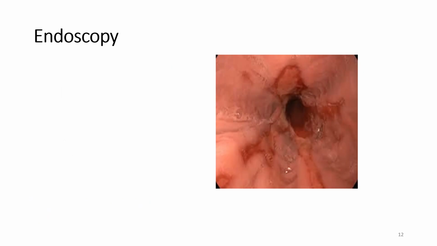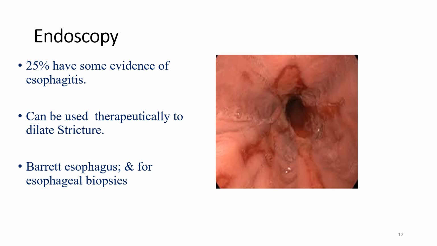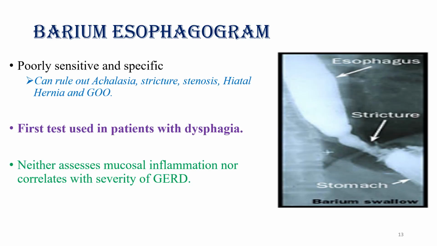The other is endoscopy. To determine the presence and the severity of esophagitis and its complications and to exclude other disorders, it's indicated for children with hematemesis, epigastric or abdominal pain not responding to empiric treatment, recurrent regurgitation after 2 years, and dysphagia or odynophagia. Only 25% show some evidence of esophagitis on endoscopy, but it can be used therapeutically to dilate strictures caused by esophagitis.